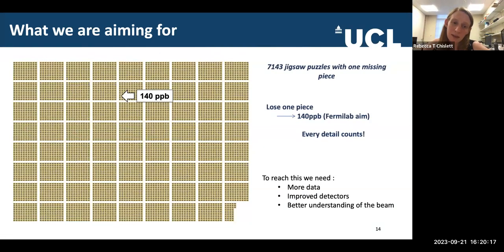So the precision that we're aiming for is if you only lost one piece of a jigsaw in 7,143 jigsaws. So that's the precision we're aiming for, which means that every detail in the experiment counts. We have to understand every part of what we're doing. And so in order to do this, the experiment obviously has more statistics, but we also improve the detectors and have better understanding and control of the beam from the Fermilab accelerator complex.